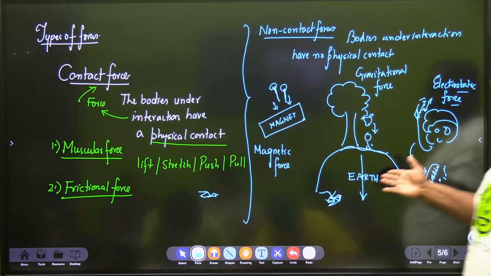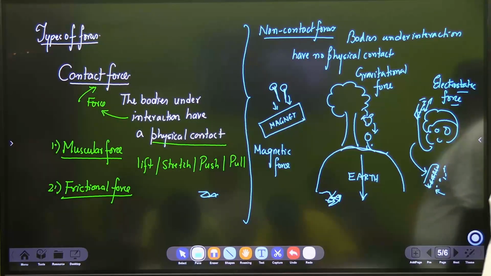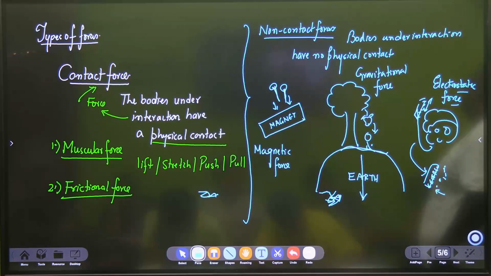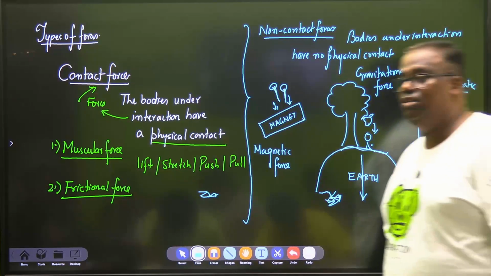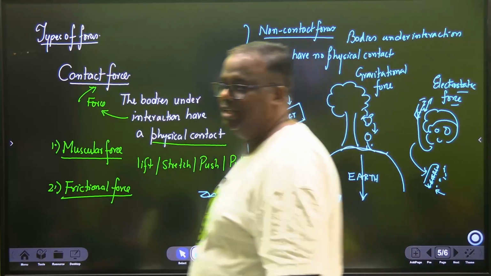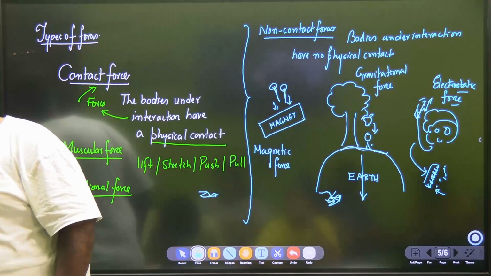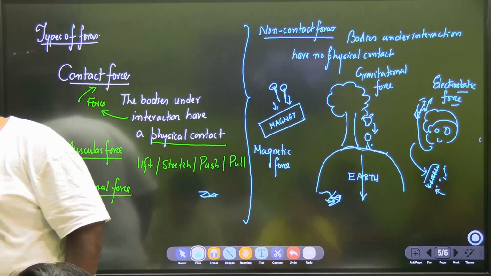Now, it's not only Earth that has gravitational force. Every planet has a gravitational force. They will be either more or less than Earth. So how will we define this? Force exerted on a body due to a gravitational field is called gravitational force. Every body has gravitational force. You also have gravitational force.